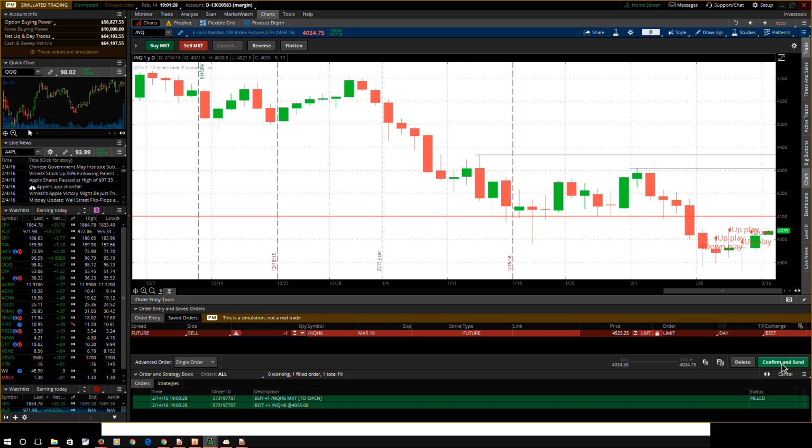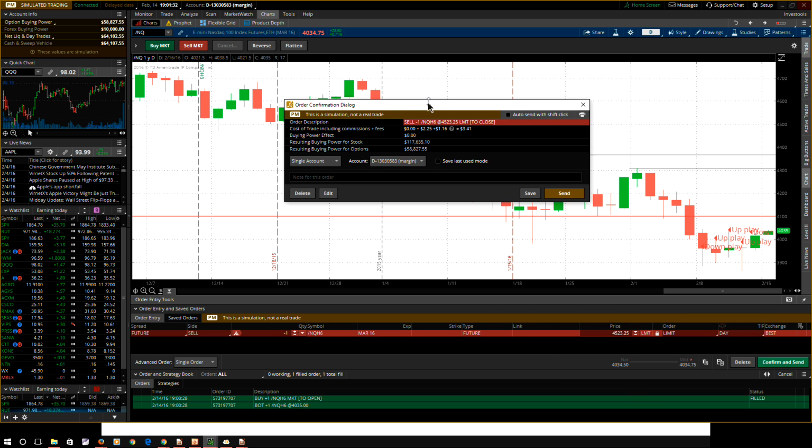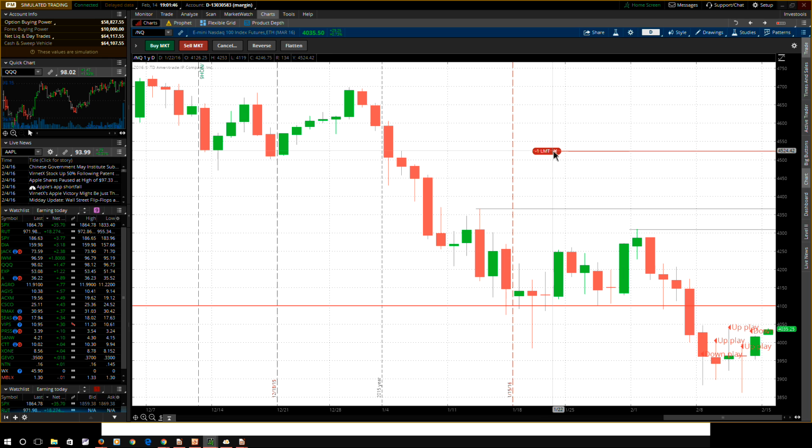Again, I can say confirm and send. My order confirmation dialog window pops up, and it gives me the price that I want to sell it at. I think this is a limit price, so I say send. Since I already have a long order open, if I try to sell, it wants to go ahead and set a limit order up there for me to get out of my position.